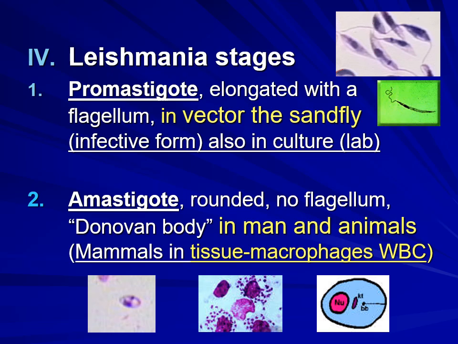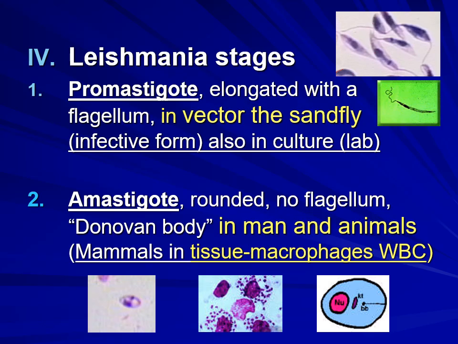This occurs in the vector, the sandfly. This is the infective form, and it's also produced in culture in the laboratory. Now, the amastigote is rounded, like you see in the lower panel of pictures. It has no flagellum. It is called the Donovan body. This occurs in the mammalian hosts, in man and in animals, the rodents and canids.